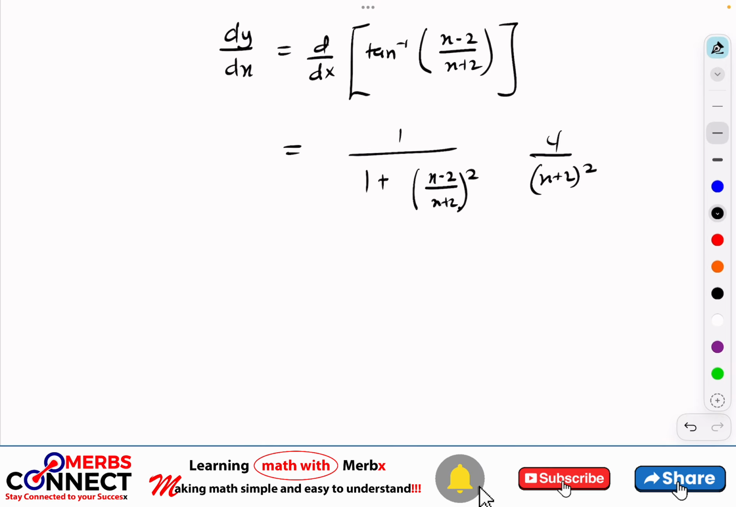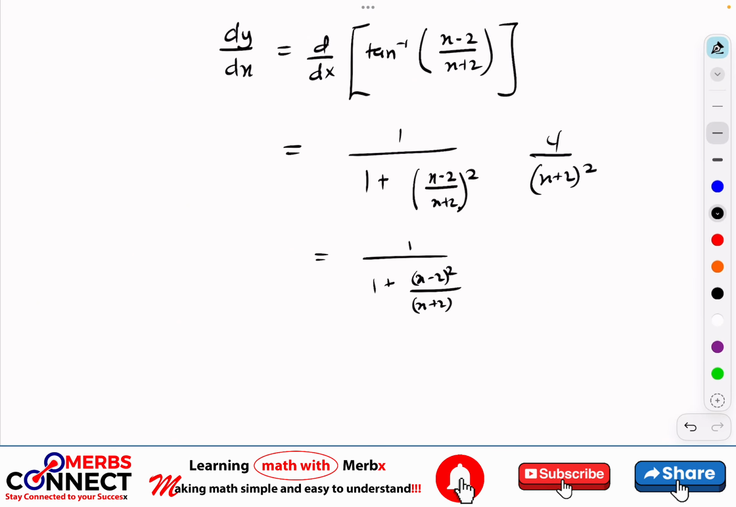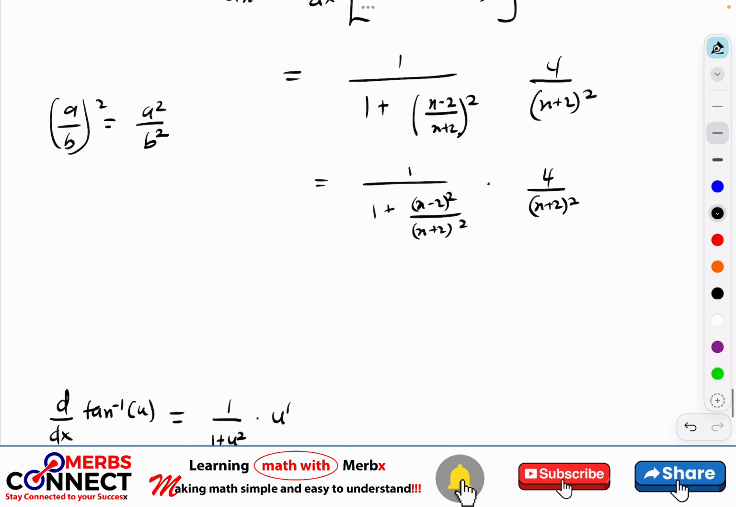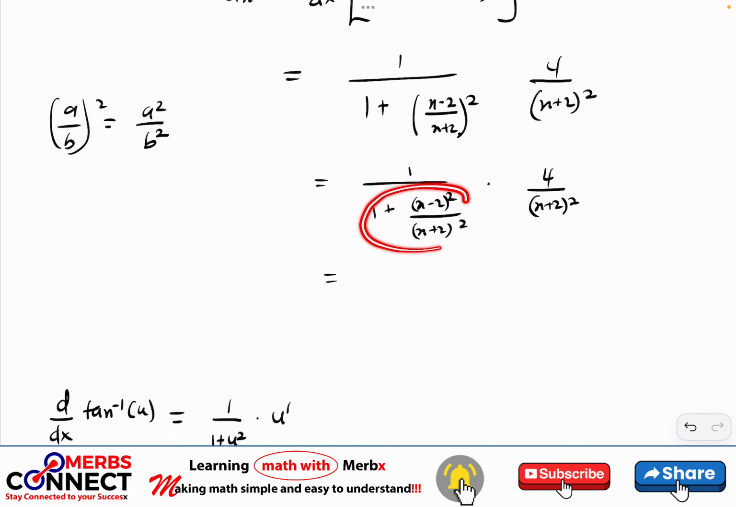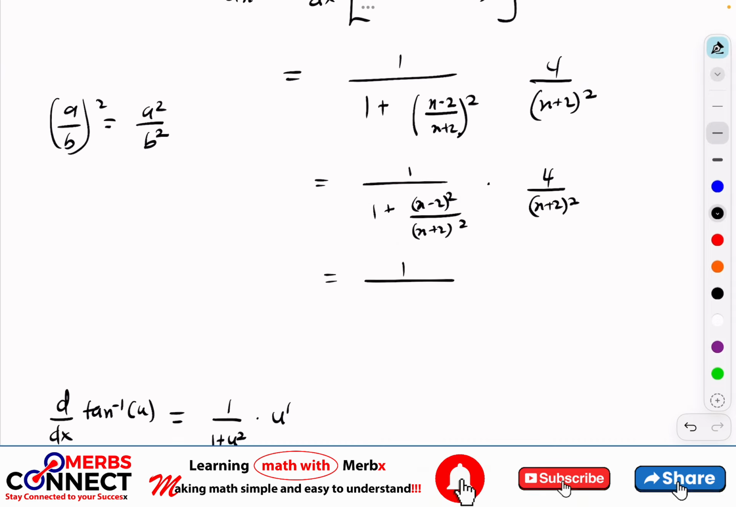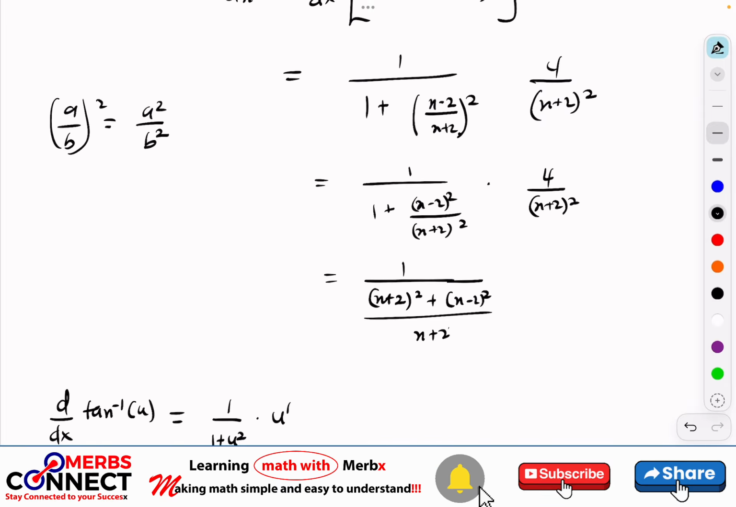So if I want to simplify this, this is the same as 1 divided by 1 plus x minus 2 squared divided by x plus 2 squared, because I know that a over b all squared is the same as a squared divided by b squared. So this is what's going to happen here, times 4 divided by x plus 2 all squared. Now let's try and work around this, and this is the same as 1 divided by x plus 2 all squared plus x minus 2 all squared divided by x plus 2 all squared.